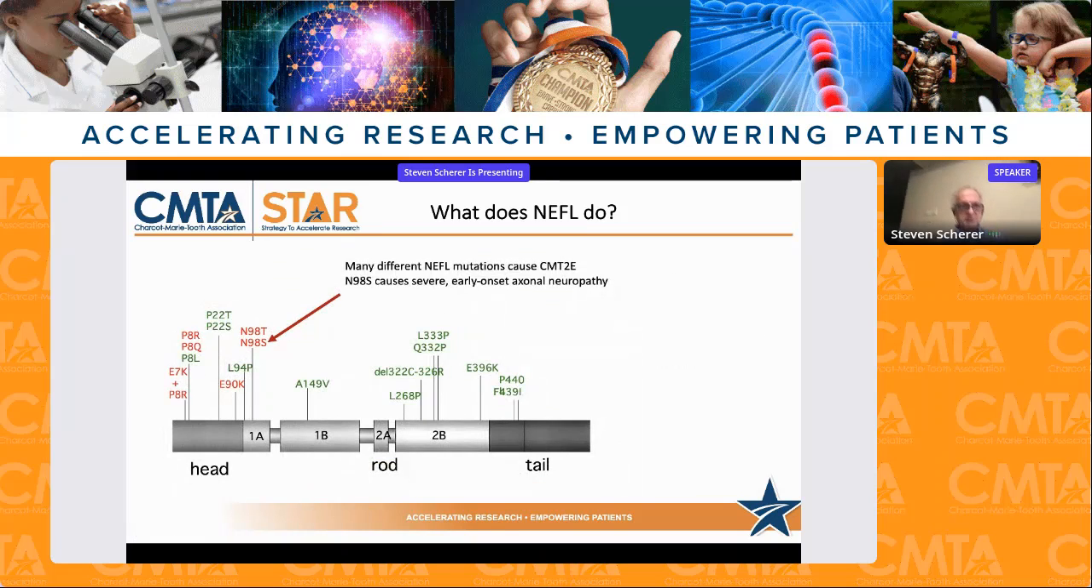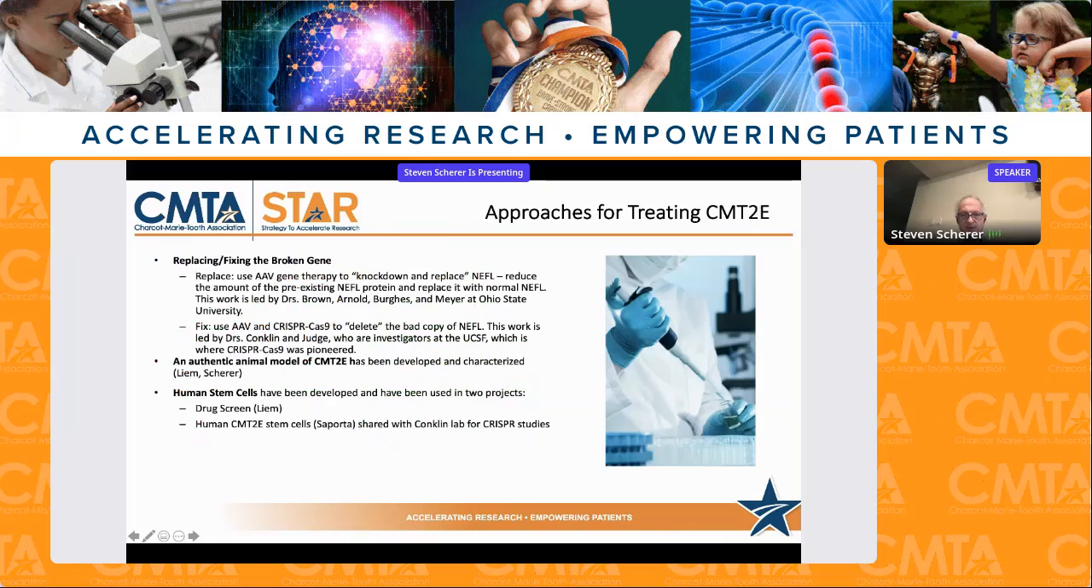I should tell you, just like for Mitofusin, there are many different mutations that have been described of neurofilament light. Some of them are particularly bad, and so they're shown in red. The one that we've modeled in the mouse is one of these bad mutations, which causes a childhood onset bad neuropathy. So that's a mouse model that's been made.